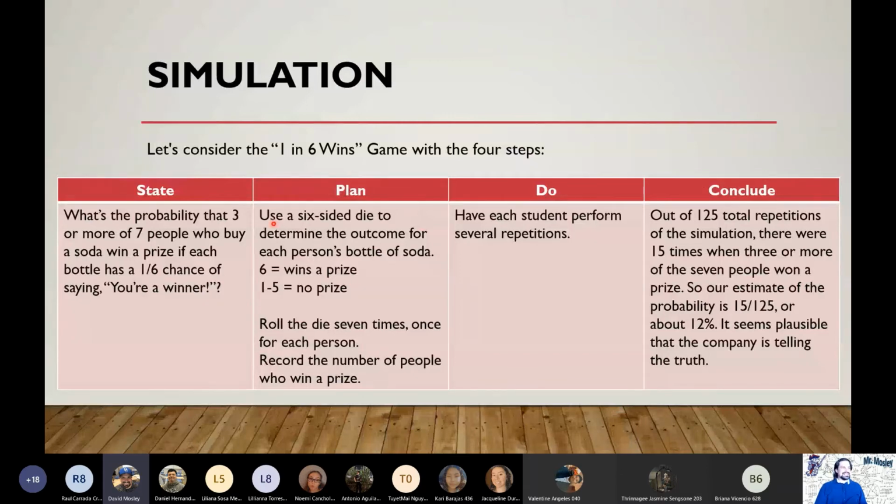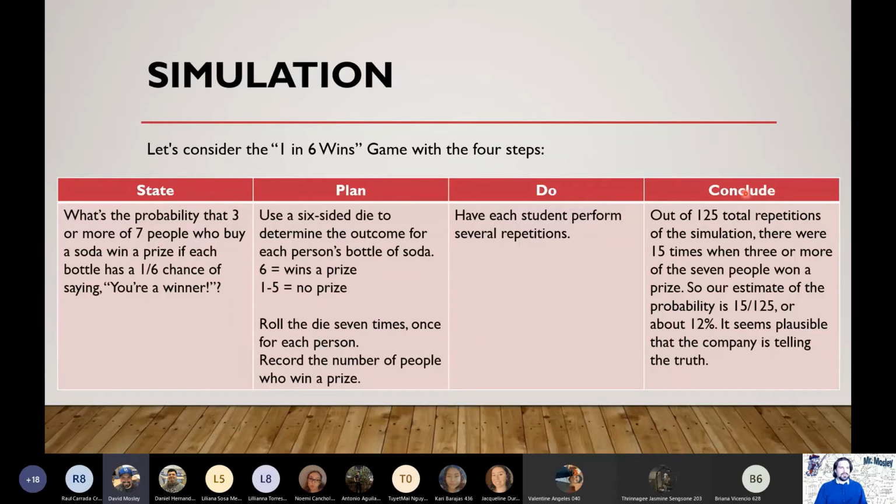Plan. Use a 6-sided die to determine the outcome for each person's bottle of soda. The 6 was a win. Right? We used that on Monday. 1 through 5 were considered no prize. Right? We did not essentially record that number. For the die, roll the die 7 times, once for each person, and record the number of people who win a prize. That's exactly what we did on Monday. Have each student perform several repetitions. Right? Again, that's what we did.